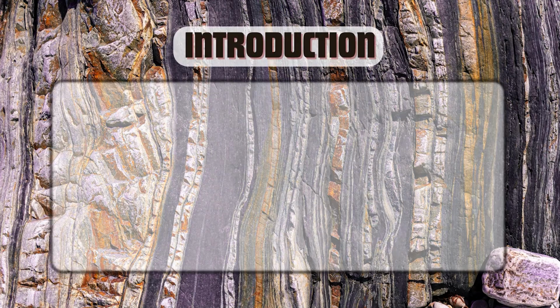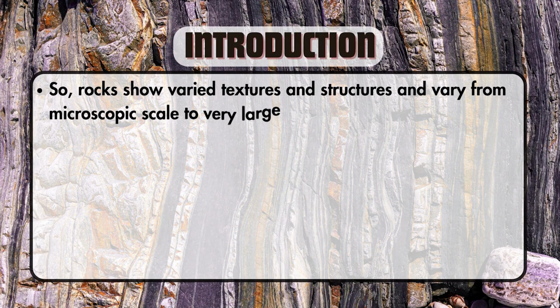On the contrary, the term texture is used for features at a small scale, from microscopic to hand specimen scale. The texture is basically a mutual arrangement and mutual agreement of minerals in the rock unit. Their shape, size and growth are the responsible factors for the development of a certain texture. So, rocks show varied textures and structures, varying from microscopic scale to very large scale.